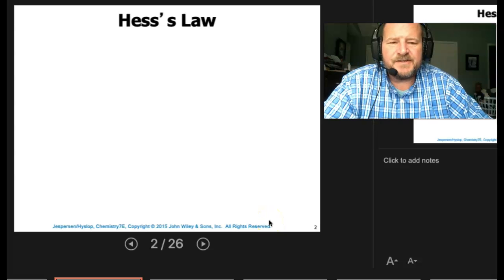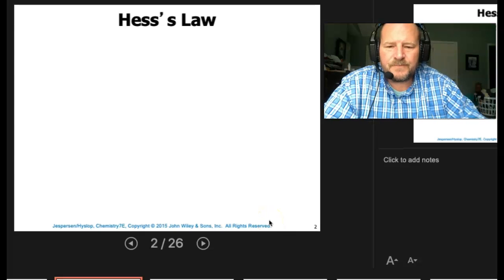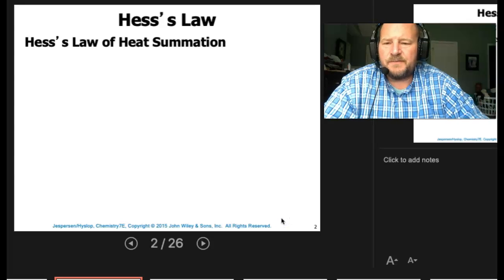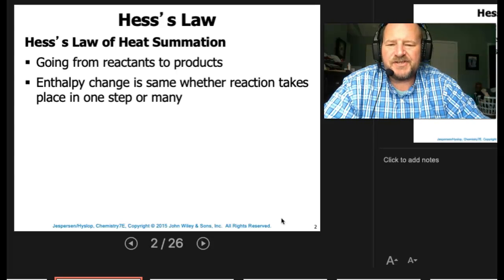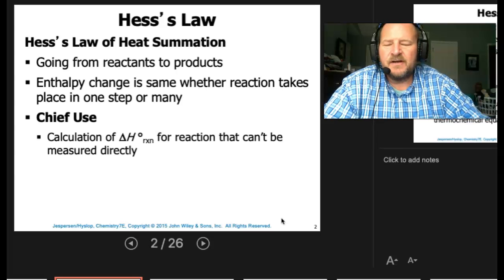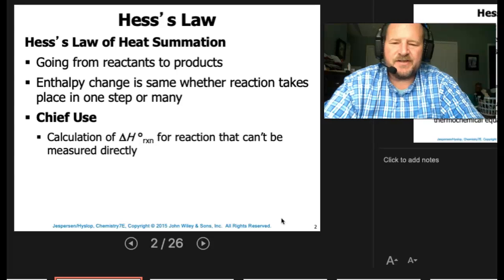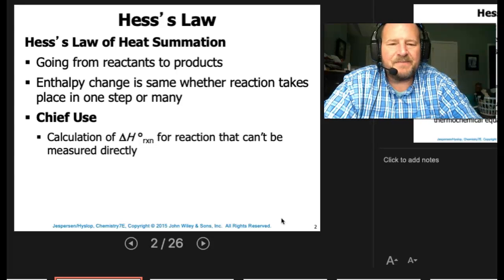Okay, Hess's law. So, Hess's law of heat summation, we're going to go from reactants to products. The enthalpy change is the same whether the reaction takes place in one step or in many. So that's what we were just looking at. So what's the chief use of this? Well, the chief use is calculating delta H for a reaction that can't be measured directly.